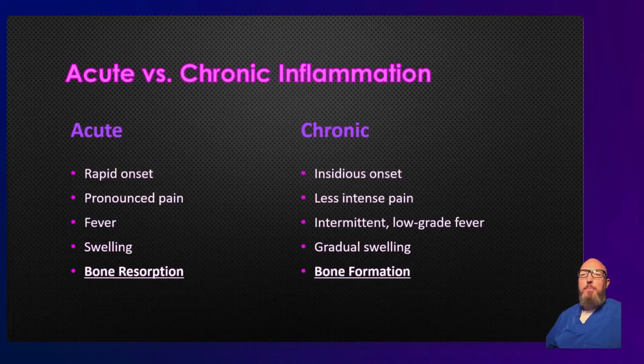Acute is rapid, painful, it tends to resorb bone, so it becomes more radiolucent. Chronic is insidious, meaning it comes on slow, less intense pain, maybe intermittent, and it tends to form bone instead of resorbing bone. So that last point makes a big difference. If acute tends to resorb bone, chronic inflammation tends to lay down more bone. Inflammatory lesions can be radiolucent or radiopaque. Usually what you'll find is a mix of both radiolucent and radiopaque.